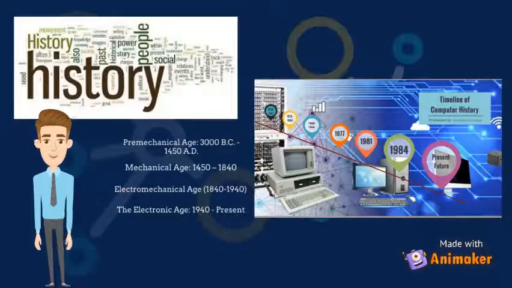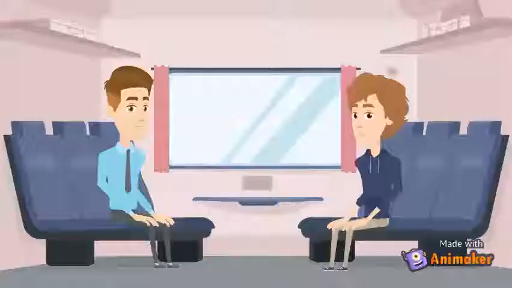The third generation, roughly from 1964 to 1971, integrated circuits were developed in the third generation. The fourth generation, roughly from 1971 to present, it was during the fourth generation when microprocessors were introduced. It's a single silicon chip that is built with thousands of integrated circuits. The fifth generation, present to future, is based on artificial intelligence, AI, and is continually still in development.